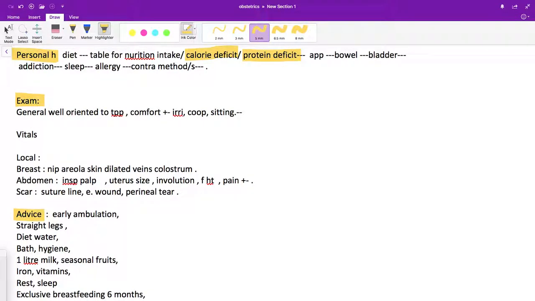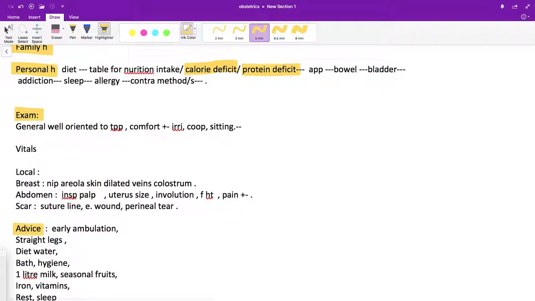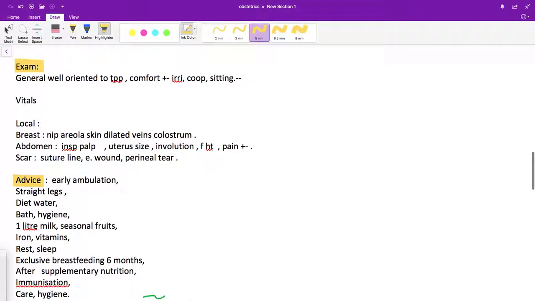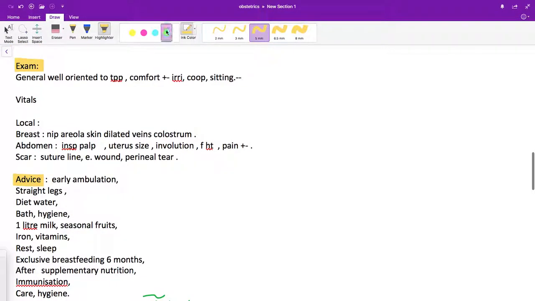Okay, so bowel, bladder, sleep, you can ask, okay, disturbed sleep or normal sleep, how many hours she is sleeping, because rest is very much required in that puerperium. Okay, so that was all for that personal history. Now coming to the examination. Oh my god, examination is again so pivotal for scoring great marks.